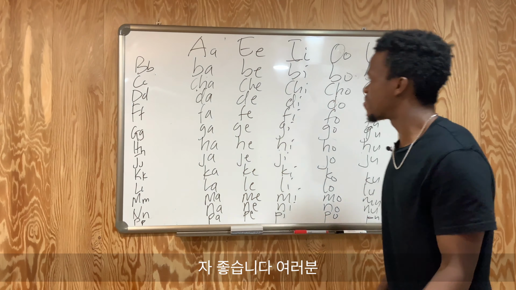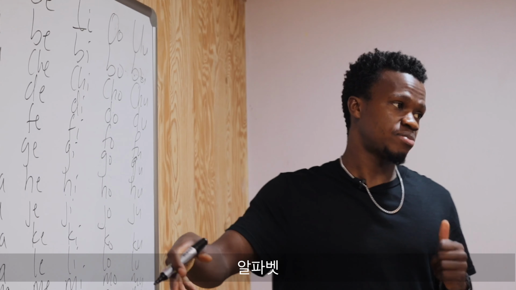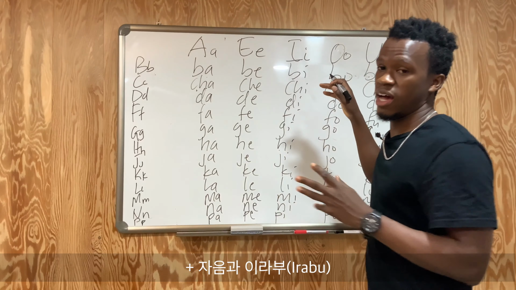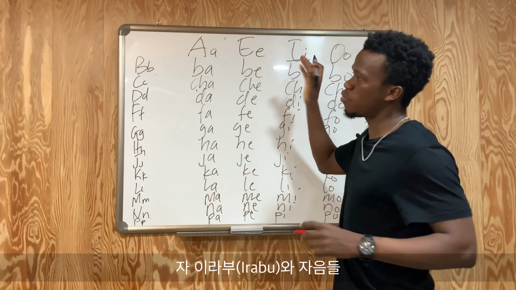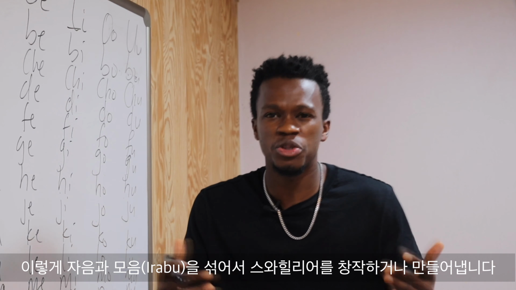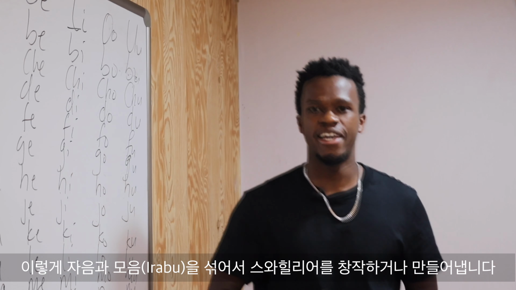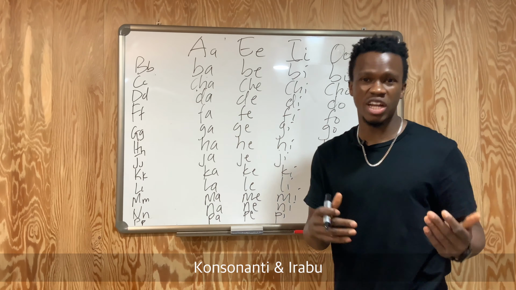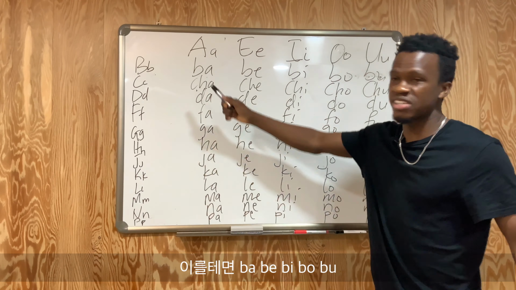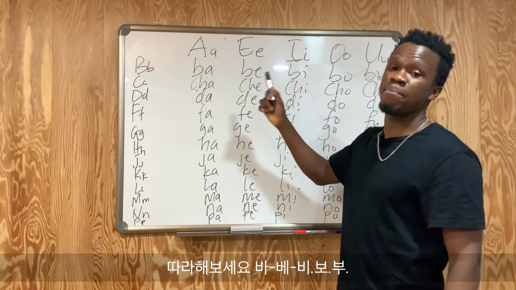Okay, all right, guys. So these are alphabet plus consonant and irabu, irabu and consonant together. And this is how you get Swahili words, when you combine consonanti and irabu. So for instance, ba, be, bi, bo, bu. You can follow along with me. Ba, be, bi, bo, bu.